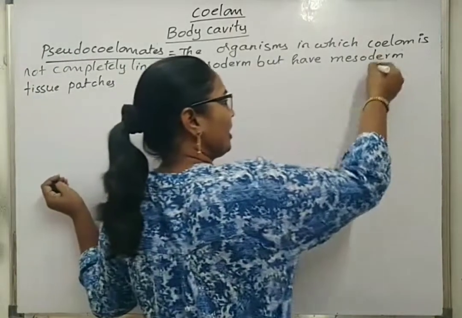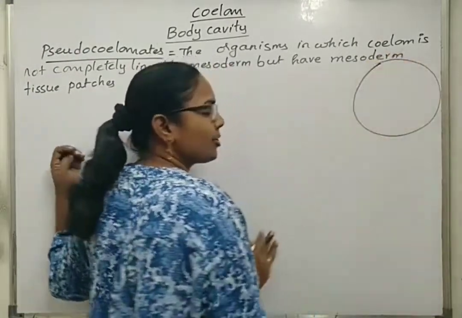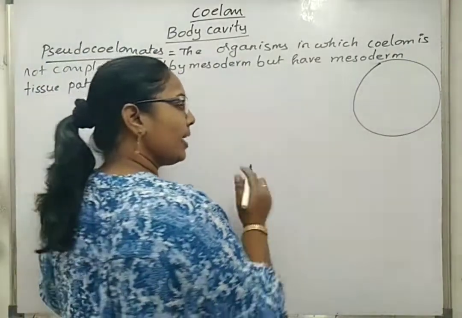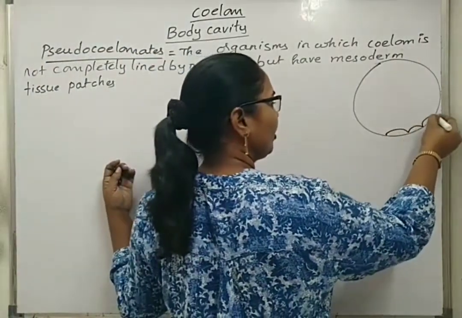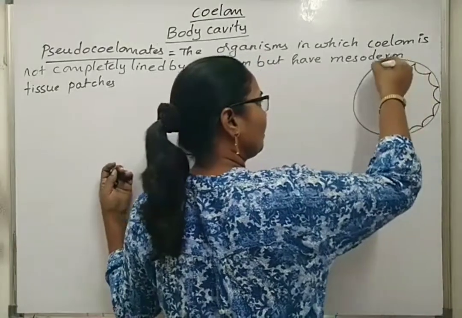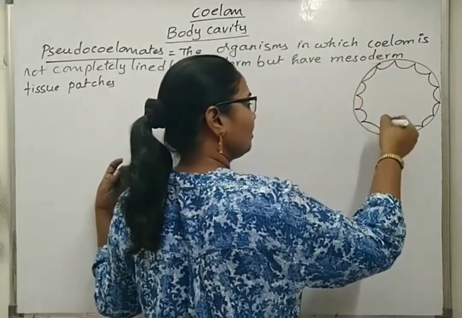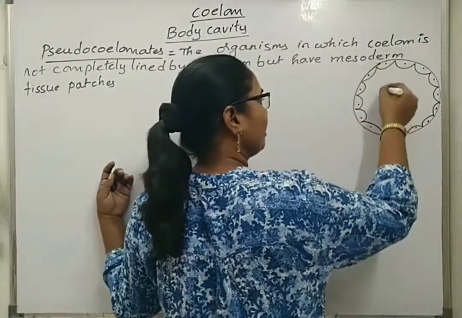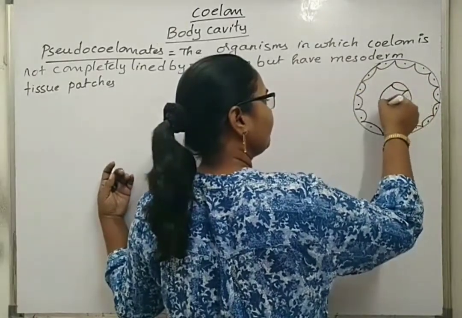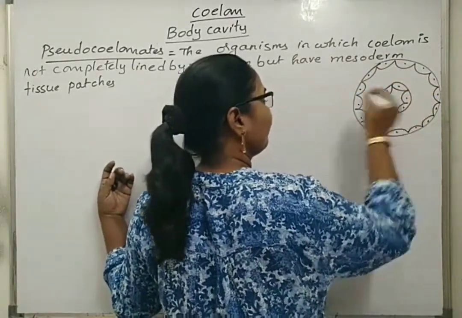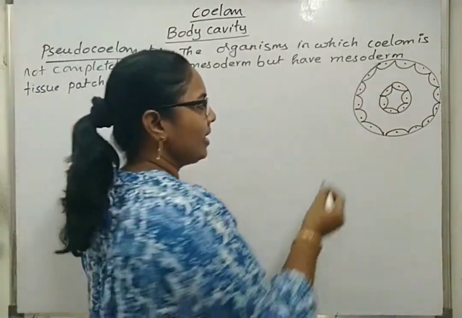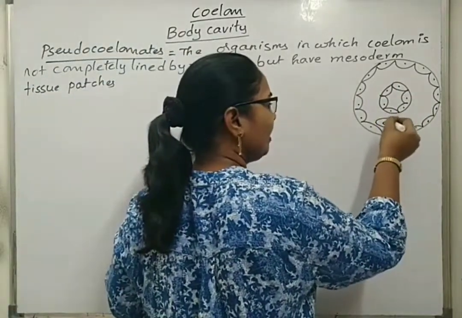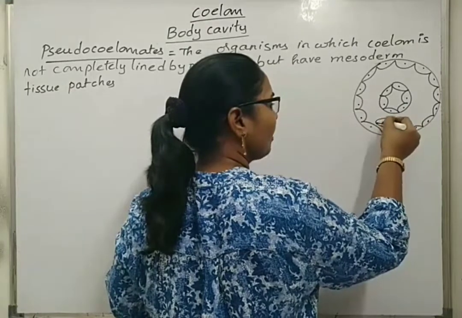If you see the diagrammatic representation, this is the gastrula stage. During gastrulation, during embryonic development, coelom is formed. So this will be the ectoderm, and this will be the endoderm. Now, in the middle area, here and there will be mesodermal cells or patches.